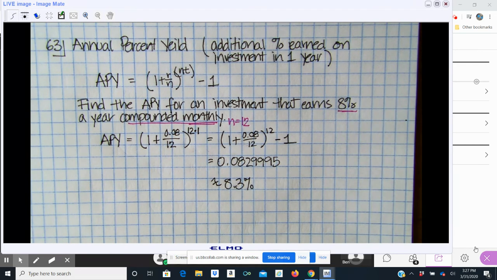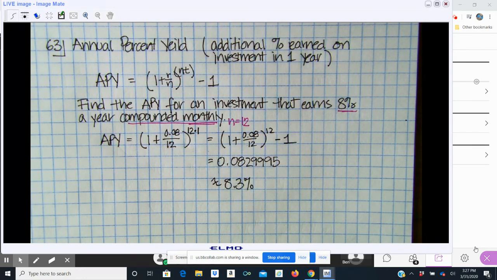Right? Questions on that APY? Austin, anything from you? No. Shayna, still good? Okay. All right, good. Those are the only 3 examples from 4.1.